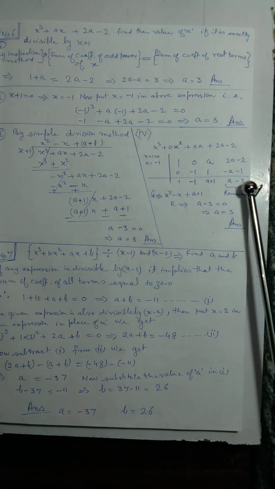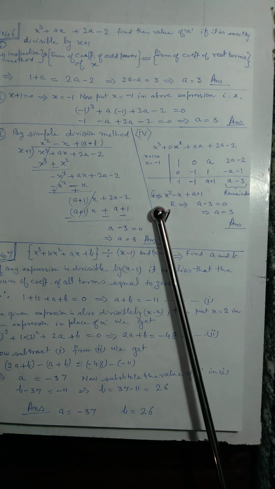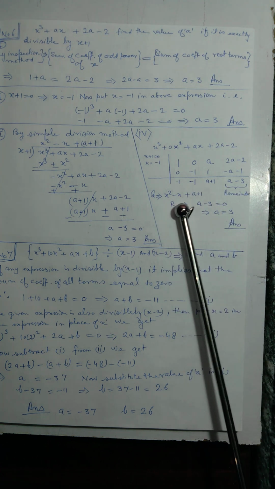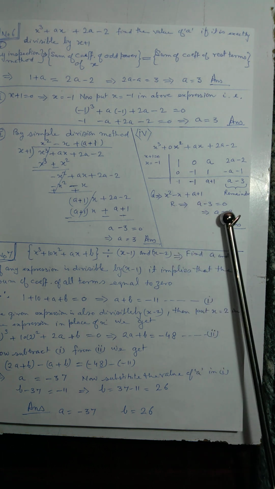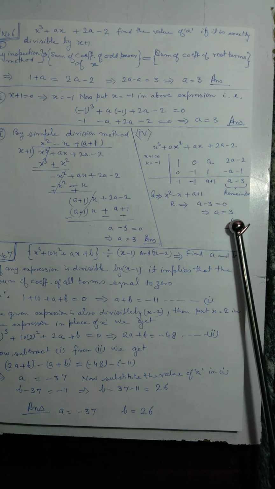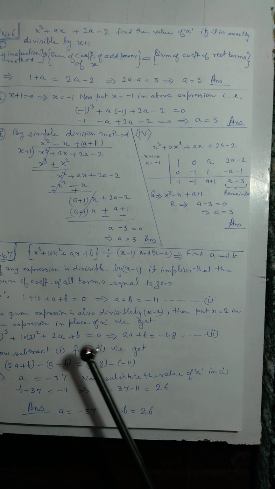So remainder must be 0. Here the remainder is a minus 3. Therefore the quotient is x square minus x plus a plus 1. Remainder a minus 3 is equal to 0. So therefore a is equal to 3. This is the answer. Now proceed to question number 7.